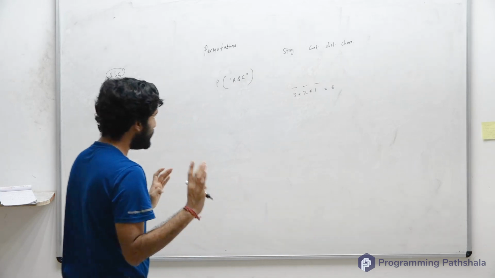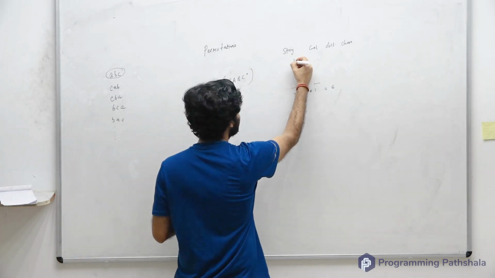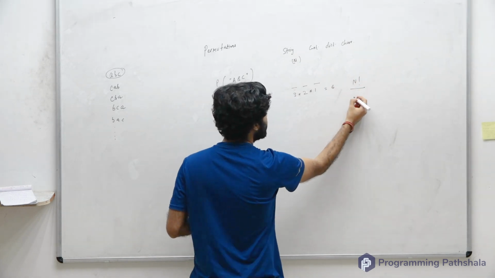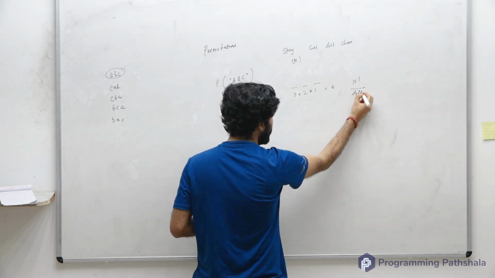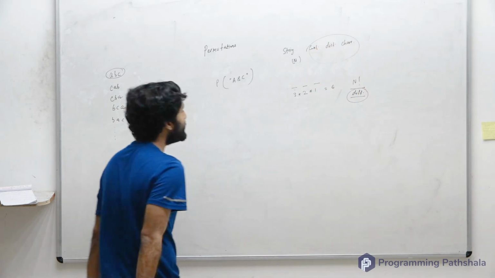So 6 is the total number of permutations of this string, assuming the characters are all distinct. If I try to generalize it, if the size of the string is n, then the number of different permutations will be n factorial, under this condition that all the characters are distinct.